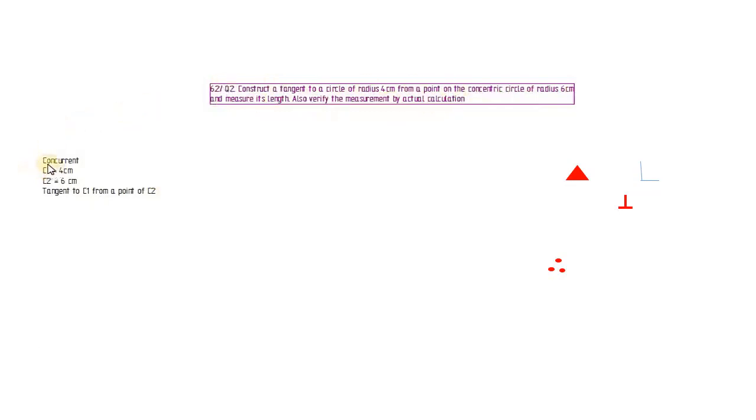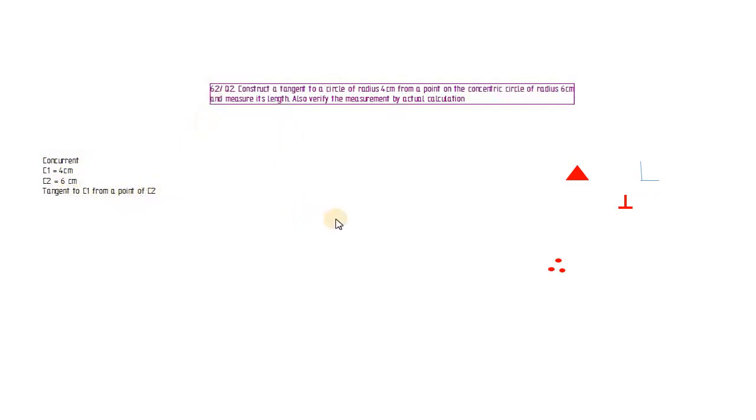Okay, the data out of the question is over here. The circles that we are supposed to draw are concentric, and we are supposed to draw two circles, that is C1 equals 4 centimeter and circle C2 equals 6 centimeter. And we are also supposed to draw a tangent to circle C1 from a point of C2.